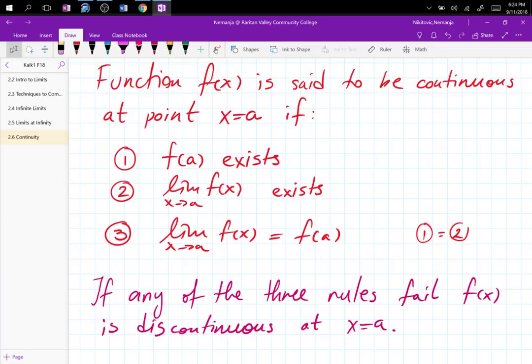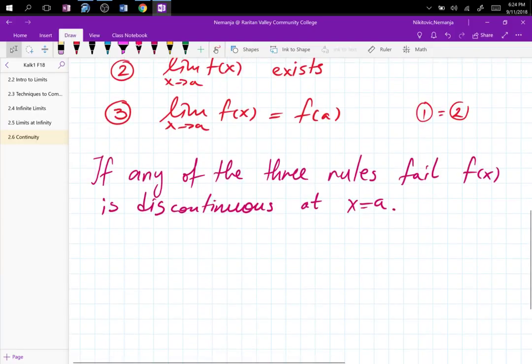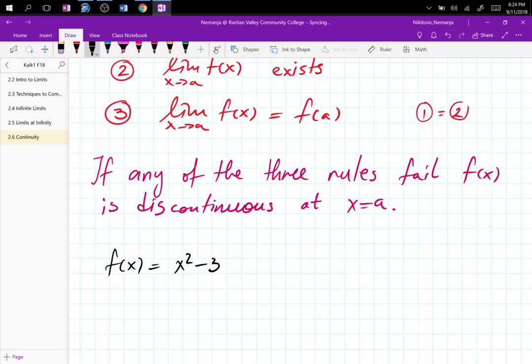So function f of x is said to be continuous at a point x equals a if f of a exists. That's pre-calculus 1, if you can compute the value. Then the limit exists, and then finally when those two are equal to each other. Is f of x equals x squared minus 3 continuous at x equals, I don't know, 2?